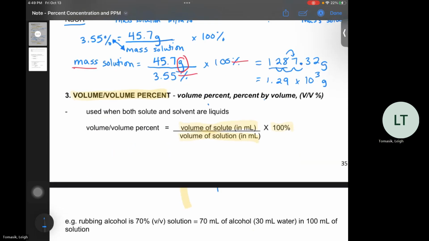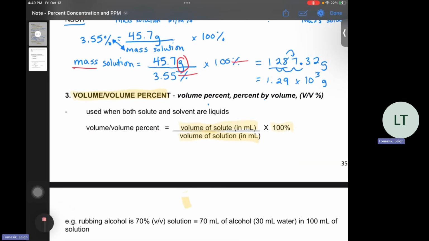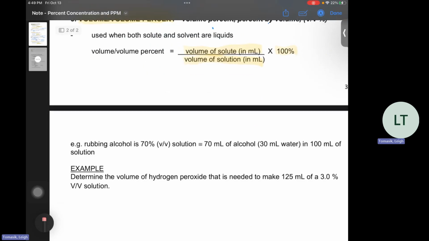Now, the next type of percent volume is the volume to volume. So again, solute goes on top, solvent goes on the bottom. The example says rubbing alcohol is 70% volume per volume, right? That's the stuff we all know during COVID. Everybody had antibacterial solution or rubbing alcohol. They said you could use instead, but it had to be, I think, 70%.